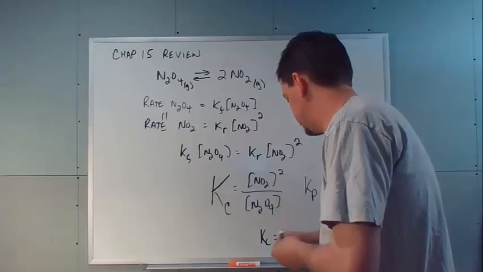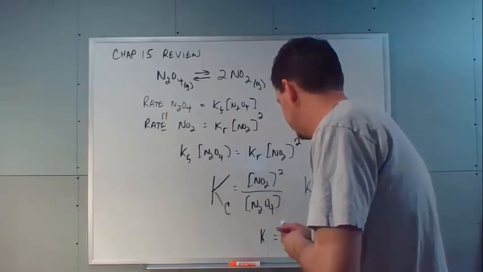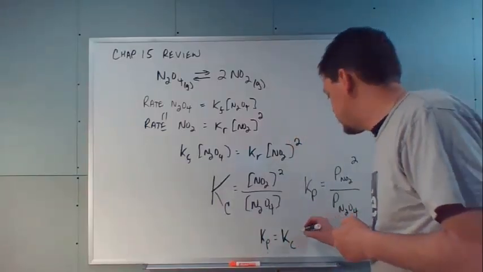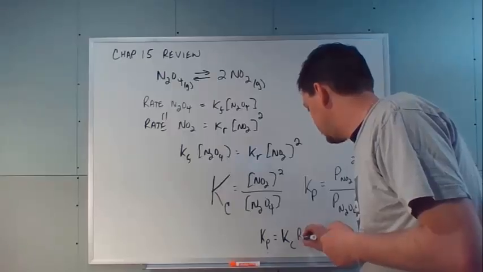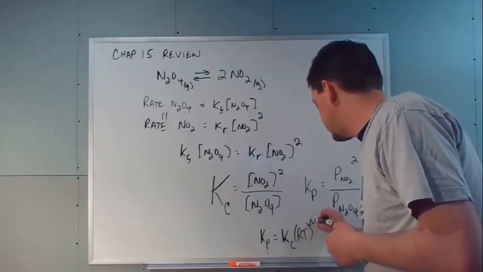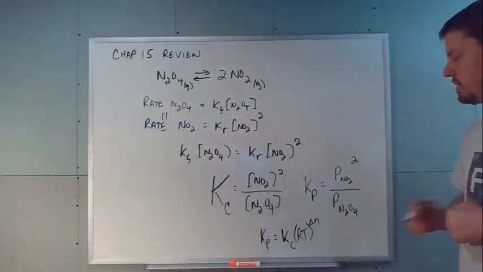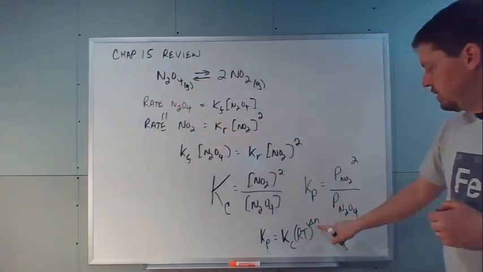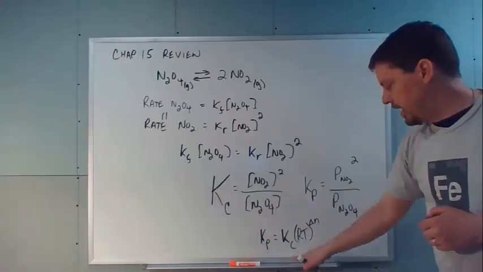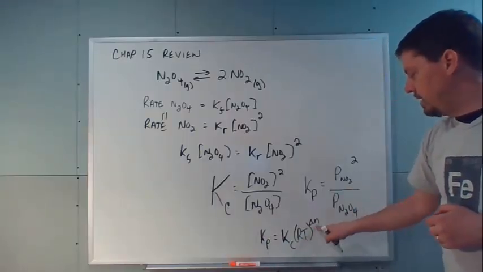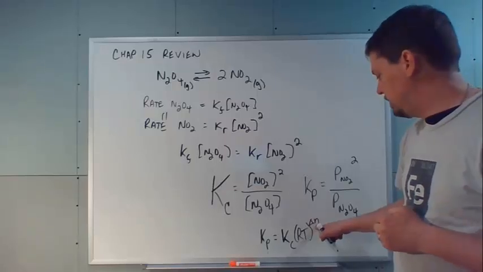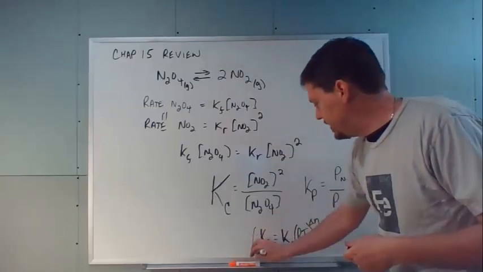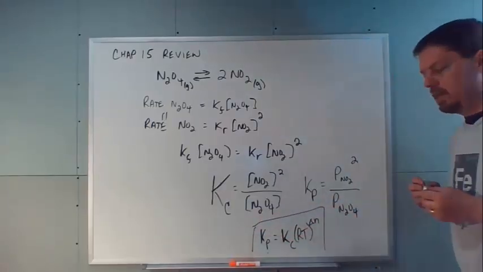And we know that if we go and change our value for KC and KP, whoops, I wrote it backwards. Our KP is equal to our KC times RT to the change in the number of moles that you have. So it's the number of moles final minus initial. So this would be 2 minus 1, so that would be a 1 up there. So if you took your KC value, multiplied it by RT, and then did the 1 here, that would get you your KP.